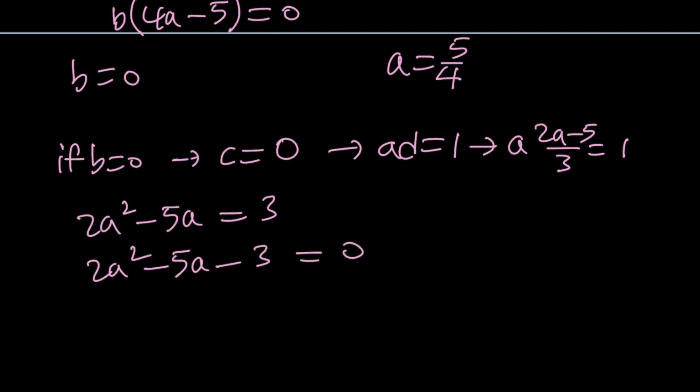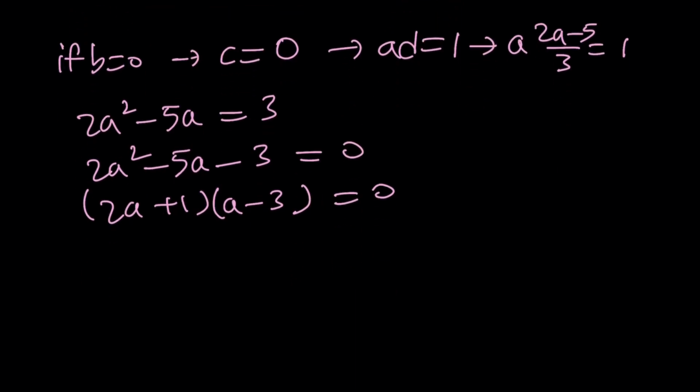And notice that we can easily factor this equation if you think about it, or you can use the quadratic formula too, but I would just say, hey, this can be factored as (2a + 1)(a - 3). From here we get 2 a values. Let's go ahead and take a look at each one. a is equal to -1/2, or a is equal to 3.